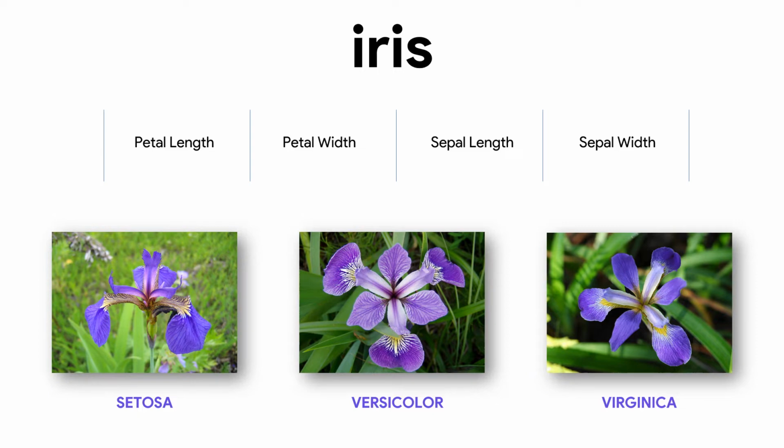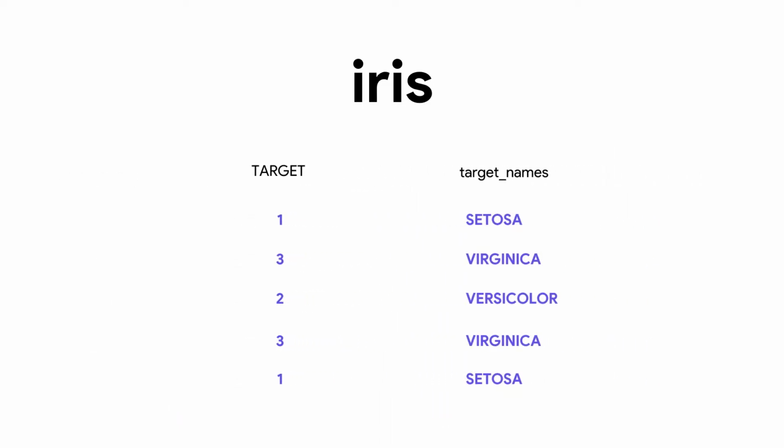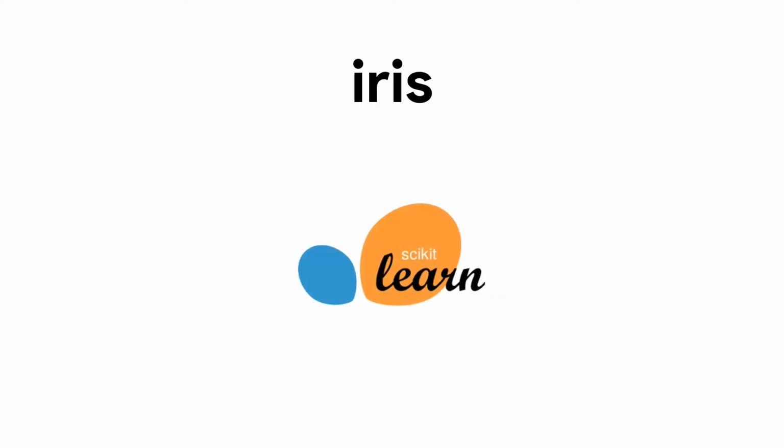Let us look at the three types of iris flowers: setosa, versicolor, virginica. Based on the values of the features like petal and sepal length and width, each row in the dataset is classified according to its type. The rightmost column indicates the type of flower. The target number values can be mapped to a list of target names. Here, 1 is setosa, 2 is versicolor, 3 is virginica. The iris dataset is provided by scikit-learn.